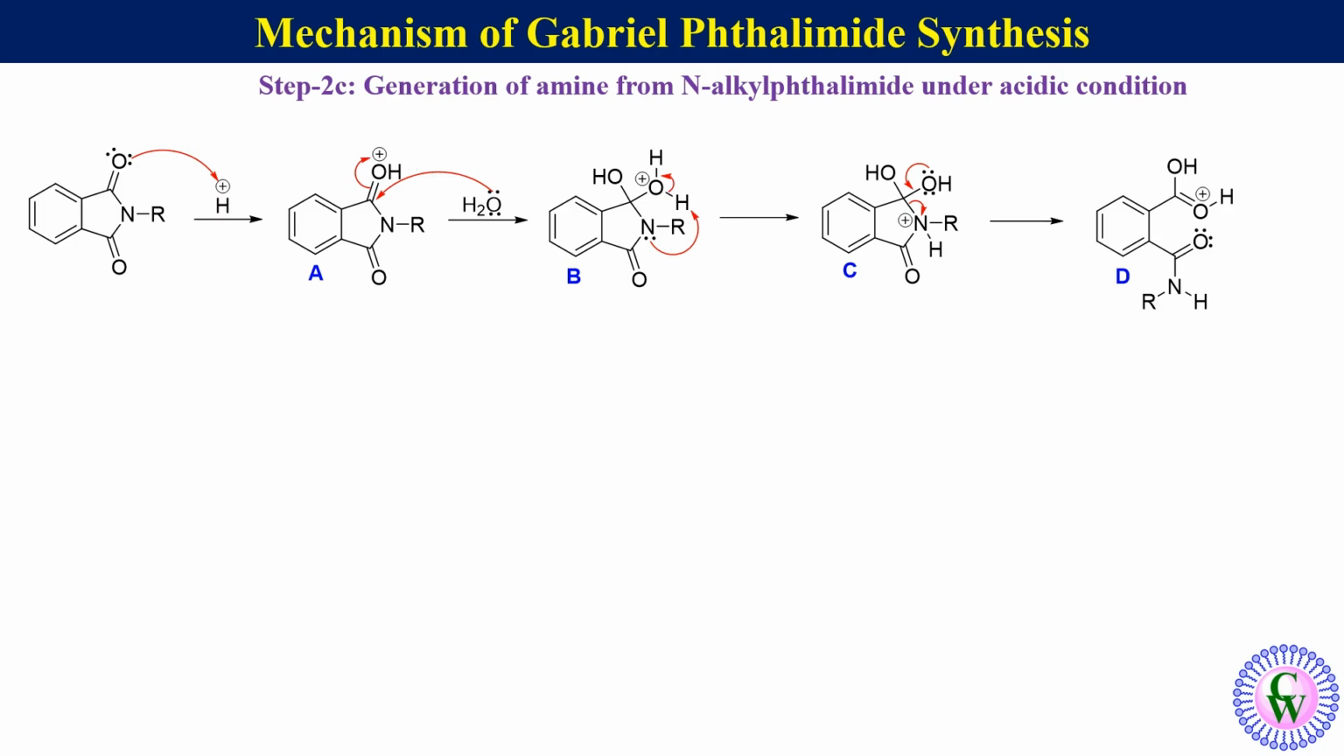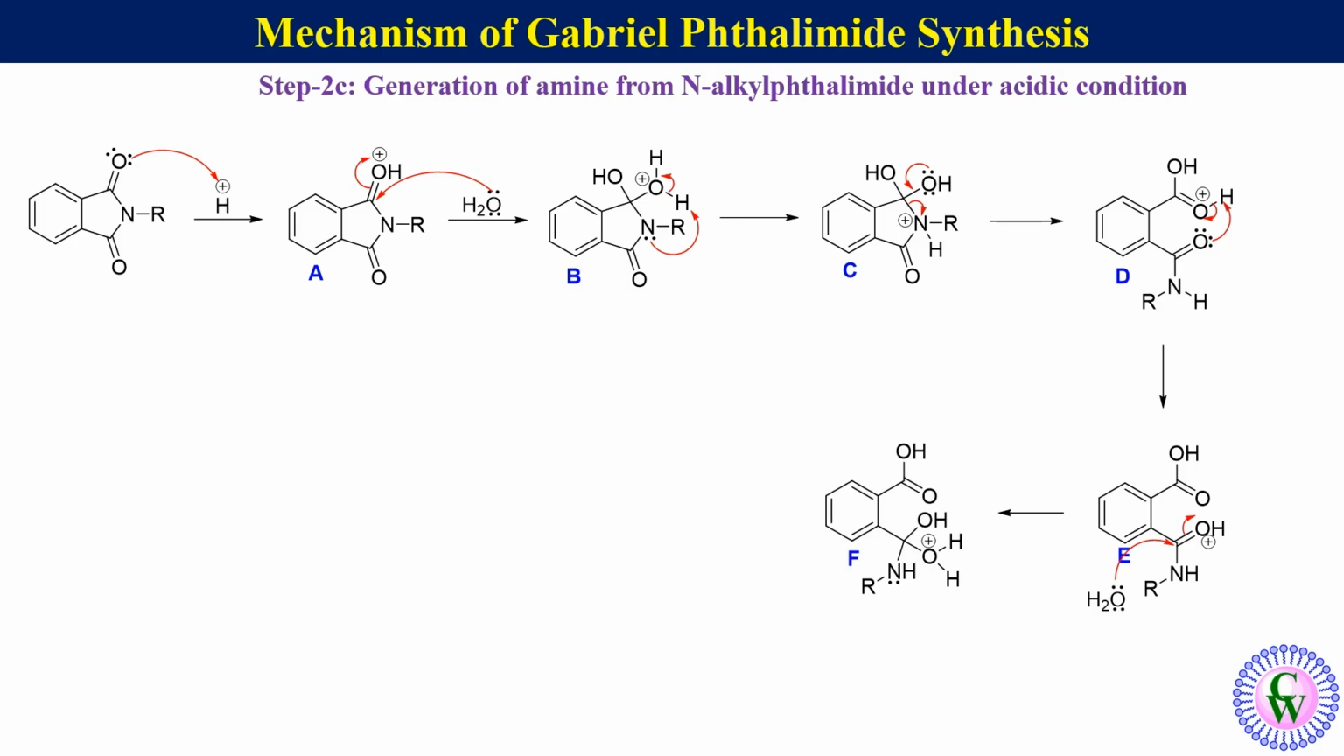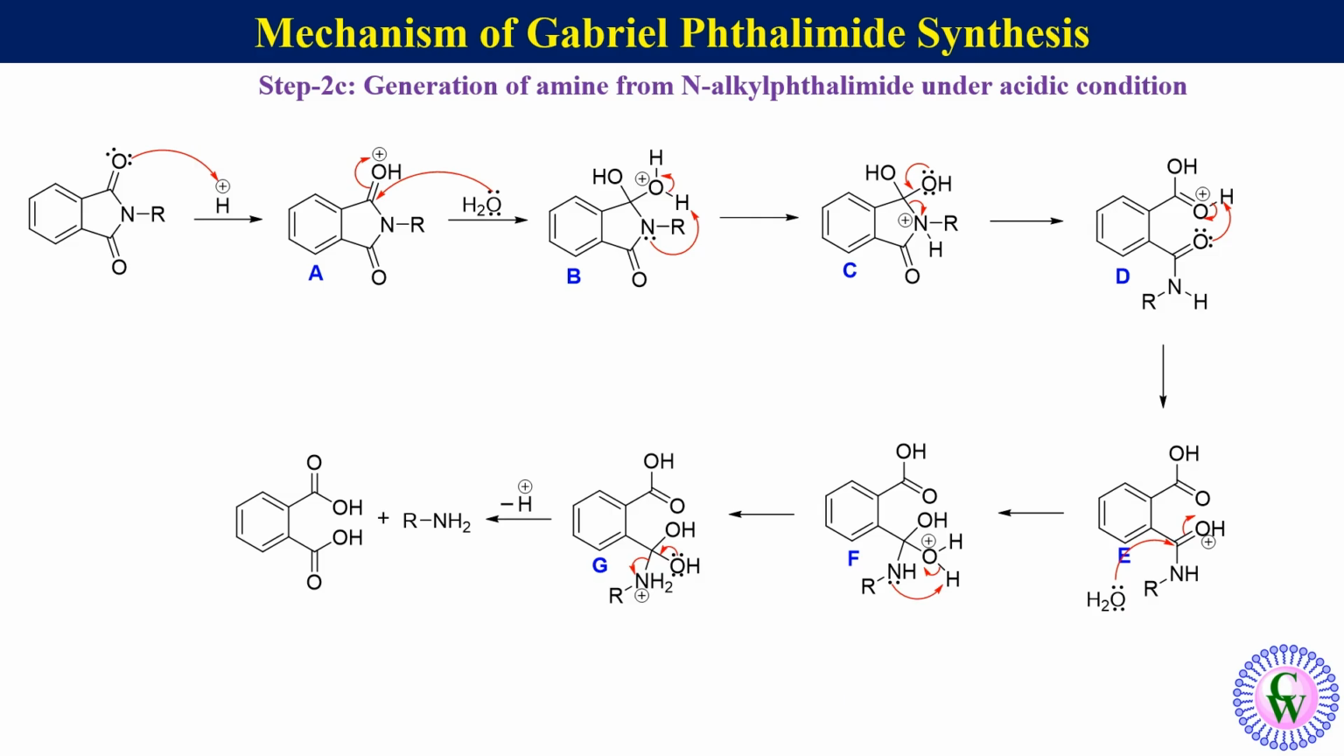Now, proton transfer gives species E with activated amidic carbon. Water then adds to the activated carbonyl of amide to produce species F, which after proton transfer gives species G. Electronic delocalization removes proton and produces primary amine and phthalic acid.